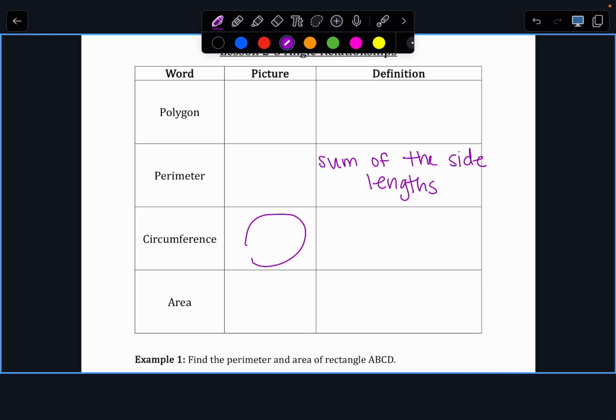Now, interesting that circumference is next. Circle. Okay. What about the circle? It's like the perimeter of the circle, right?